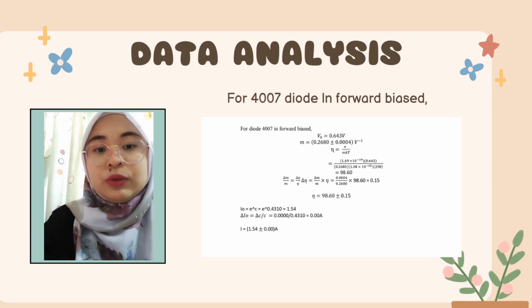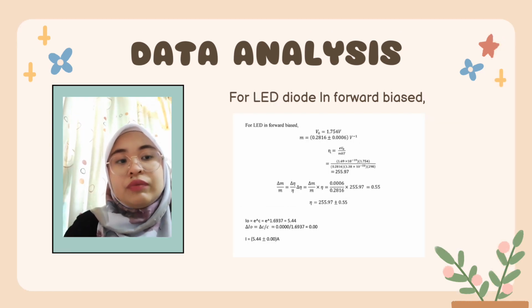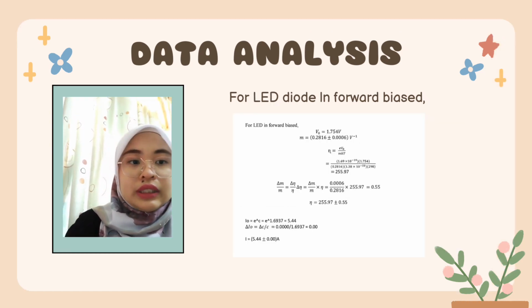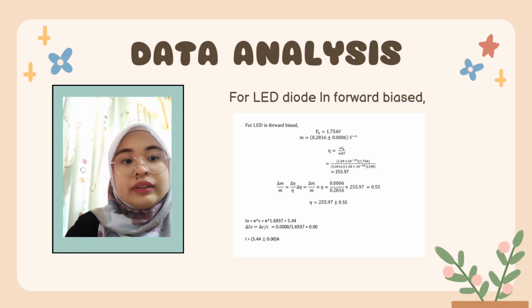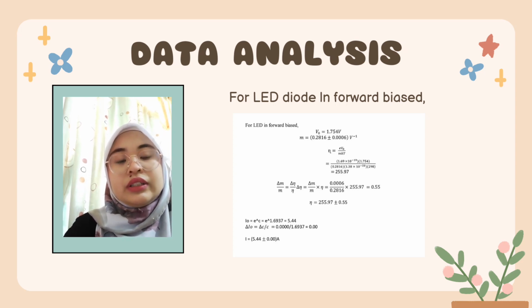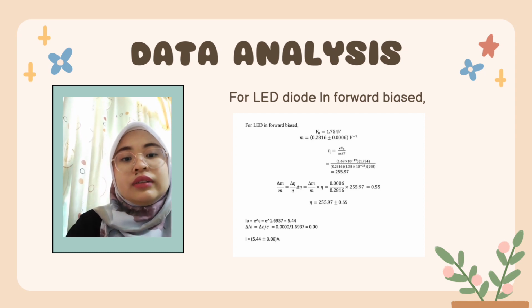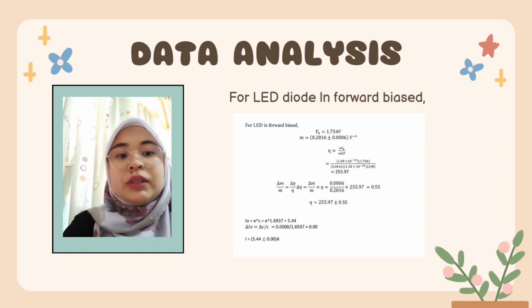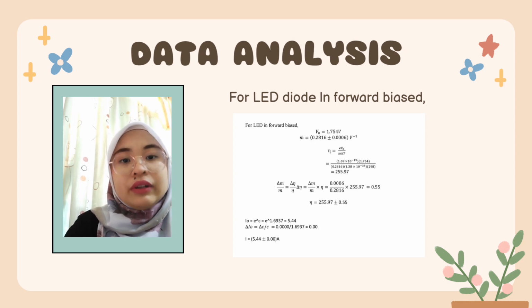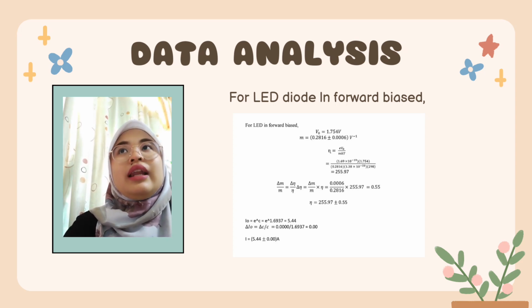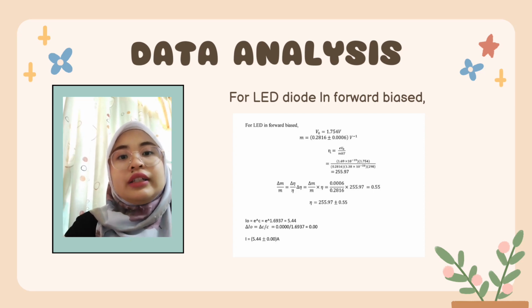Same goes for the LED diode in forward bias. We substitute the gradient value, and we substitute until we get n equals 255.97 plus minus 0.55, and I equals 5.44 plus minus 0.00 A that we get from the experiment with the LED diode, which gives a larger reading and a larger value than before.